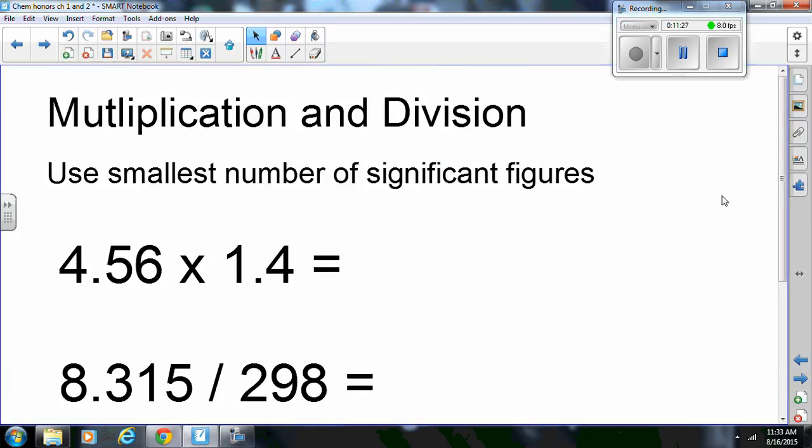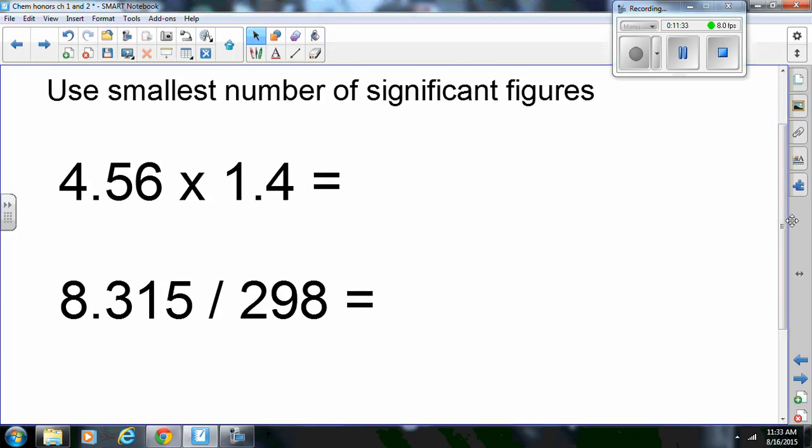All right, a couple other functions here. When you multiply and divide your significant figures, one particular rule applies. So if you were to put this into your calculator, 4.56 times 1.4, your answer is 6.384. Now, how do you reduce that to the correct number of significant figures? So for multiplication and division, you count the significant figures. 4.56 has 3 significant figures. 1.4 has 2. So your answer needs to have 2. So you round 6.384 to 6.4.